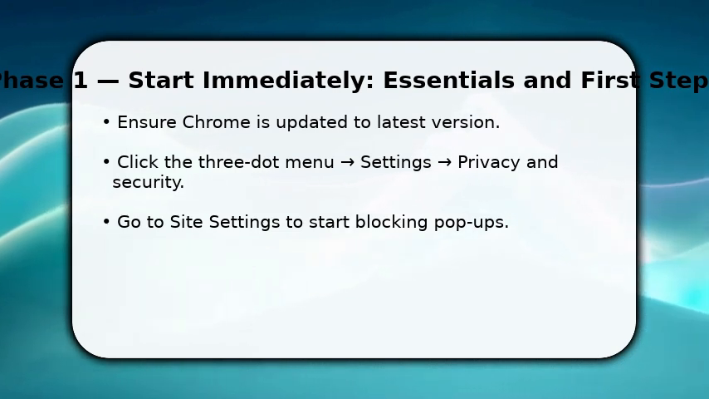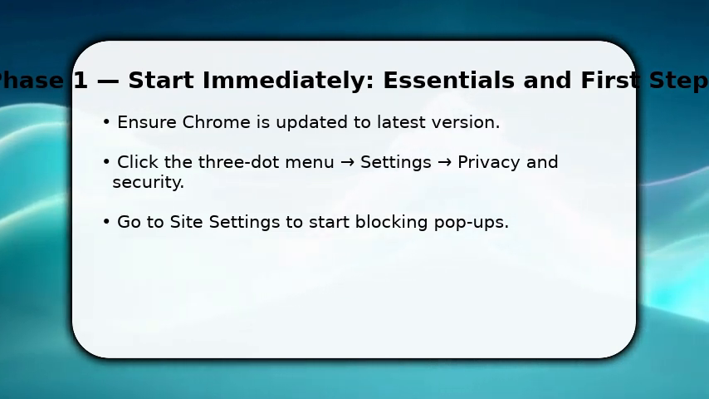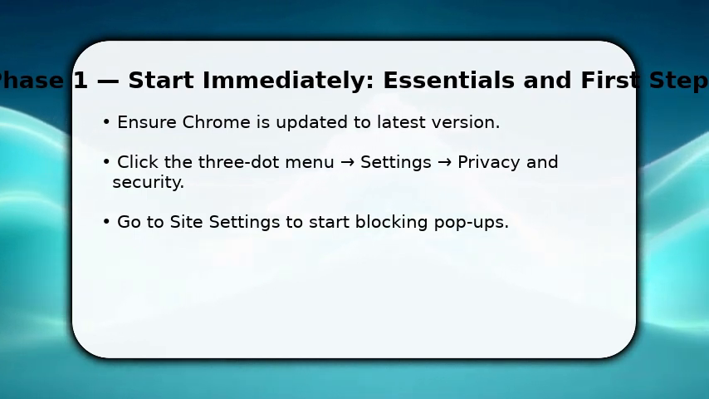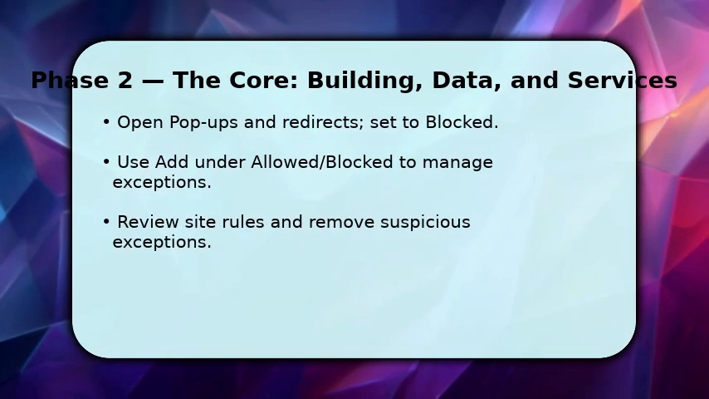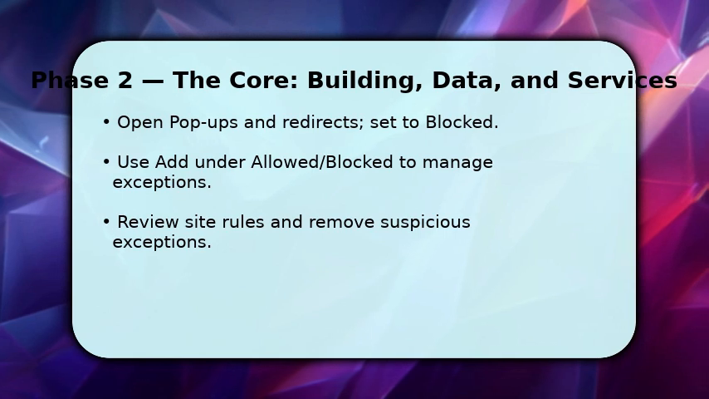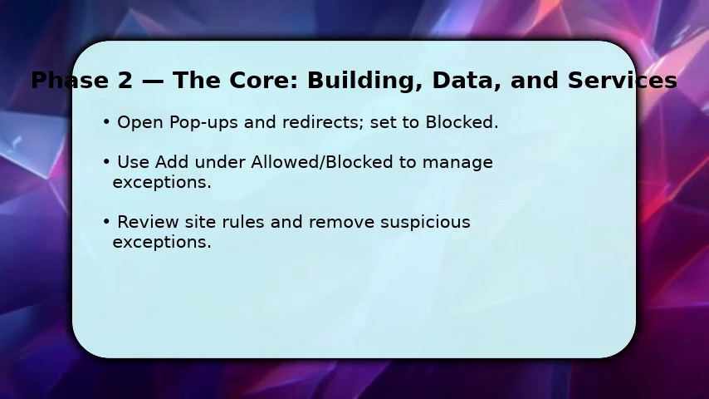Next, open Site Settings to find the pop-ups and redirects option. This is the first actionable toggle you will use to block unwanted windows. In Site Settings, open pop-ups and redirects and flip the setting to blocked so Chrome prevents new windows by default.